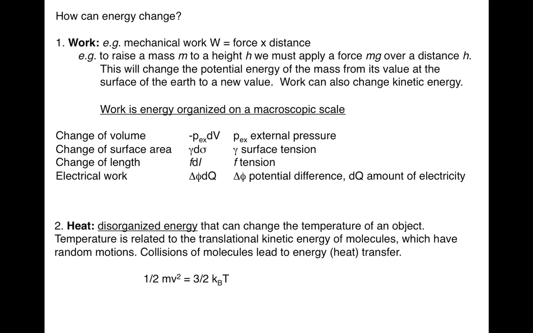The other form of energy is heat, and you can think of that as disorganized energy that can change the temperature of an object. Now, temperature itself is related to the translational kinetic energy of molecules. So you have, let's say in a simple gas, molecules moving around. Their collisions lead to a transfer of energy, but it's random, it's not doing anything, so it's kind of disorganized. And you'll remember the equation that relates kinetic energy, 1/2 m times the velocity of the particle squared, equals 3/2 kT. Okay, so the temperature is related to the average velocity of the molecules in this case.